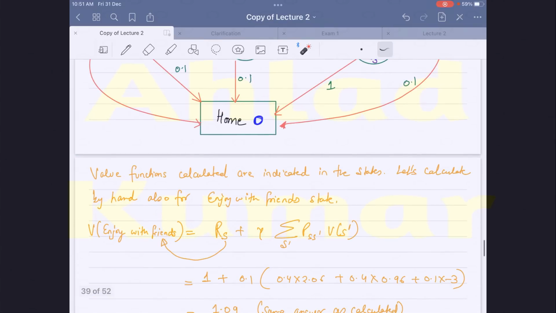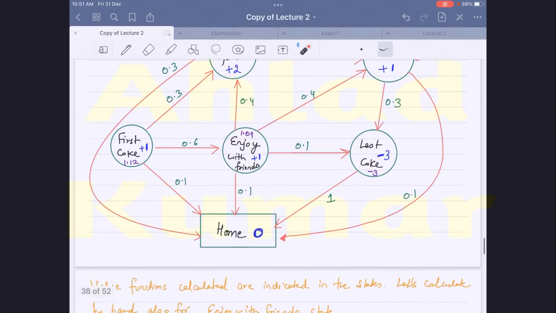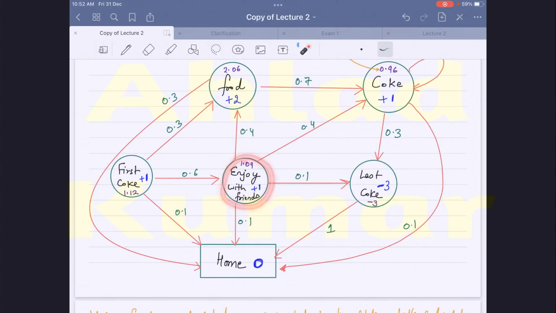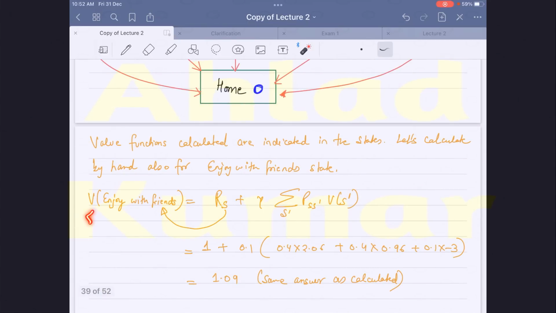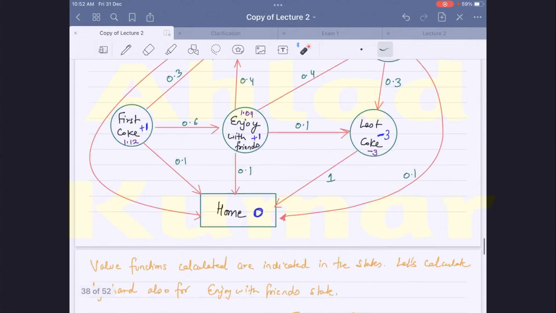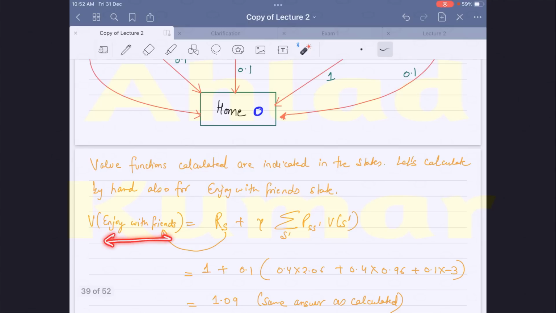But for example, if we want to calculate the value function for this particular state, enjoying with friends, the value of which is given as 1.09, let us see how we get this value of 1.09. We are calculating the value function of enjoying with friends. That is equal to R of S, the immediate reward of being in the state enjoy with friends, plus gamma times the state transition probability multiplied by the value function of the future states S prime, summing over all the future states S prime.